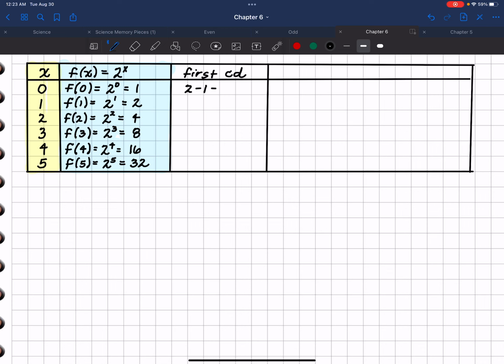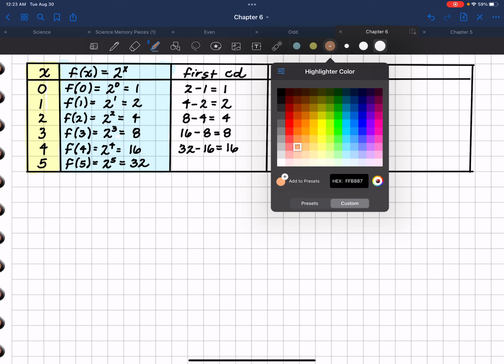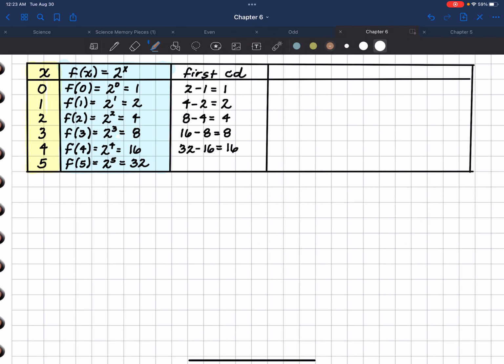2 minus 1 is 1. Then 4 minus 2 is 2. Then 8 minus 4 is 4. 16 minus 8 is 8. 32 minus 16 is 16. Now, you may already notice the pattern. If not, let's do another one.